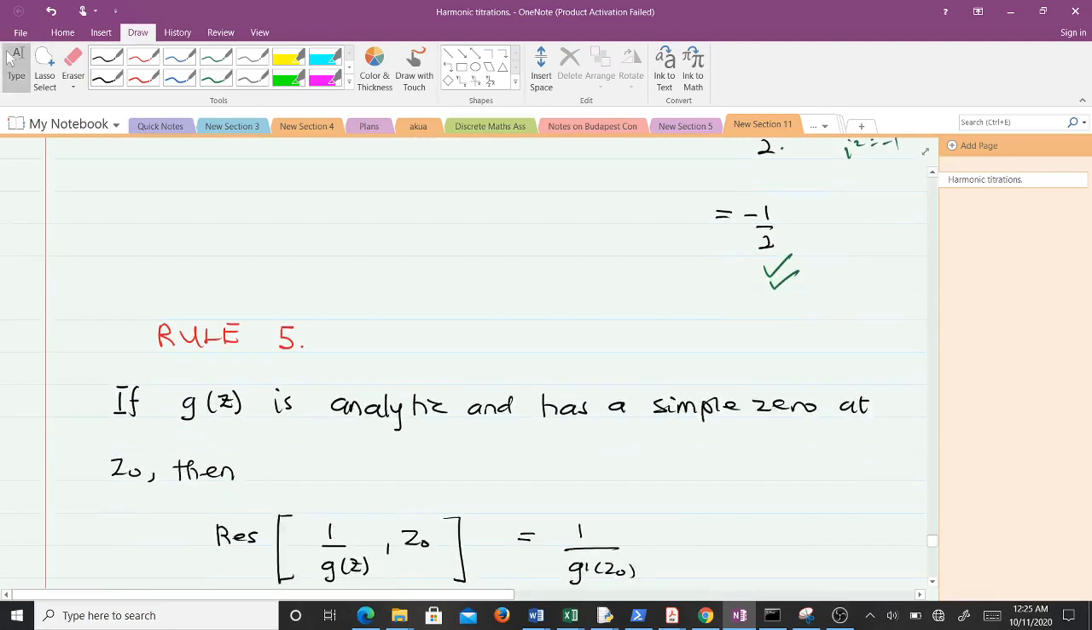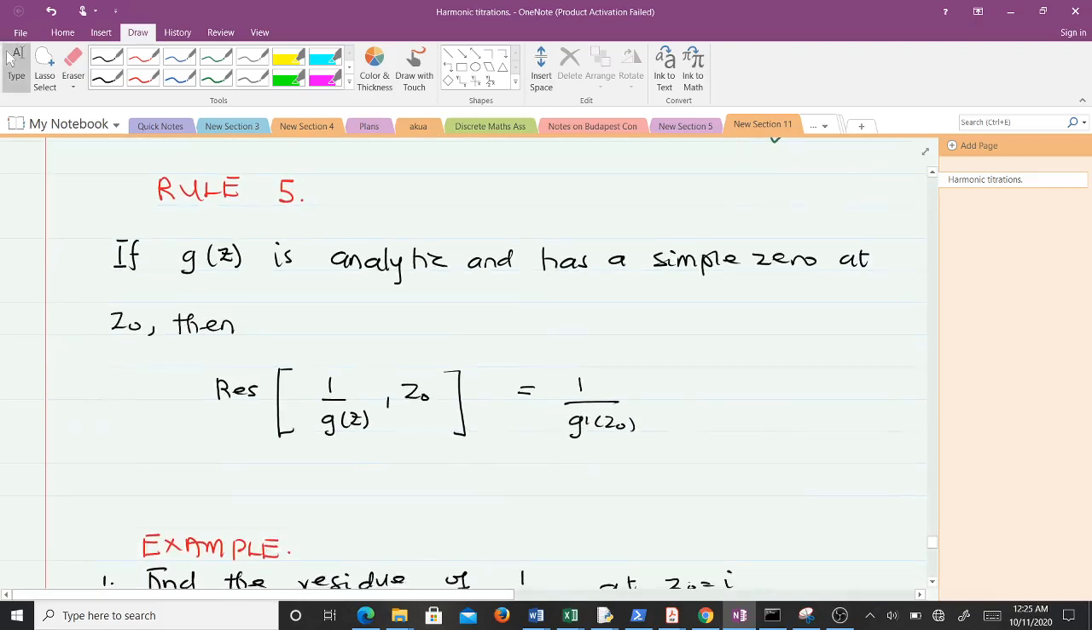Okay. Then rule 5. Actually, rule 5 is just like one case of rule 4. It says, if g of z is analytic and has a simple 0 at z0, then the residue of 1 over g of z. So you could see with the fourth rule we had f of z here, but here we have 1. So it's just like one of the cases of the fourth rule. So this is given by what we have here.